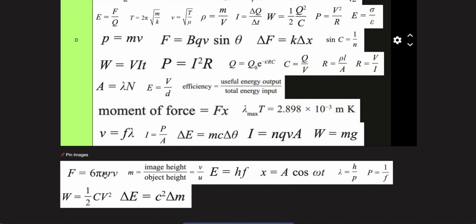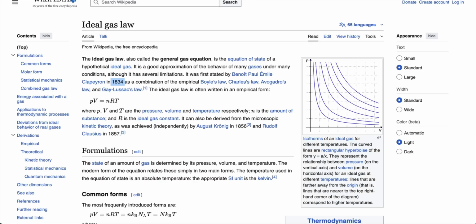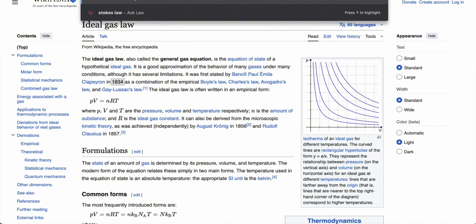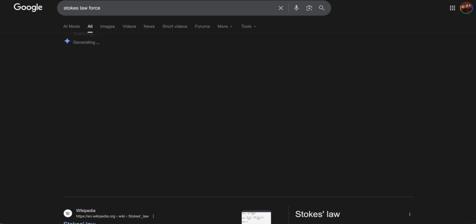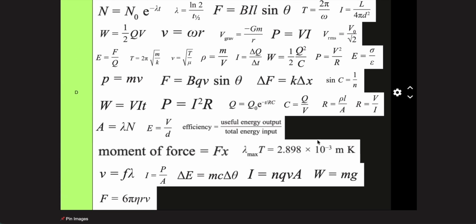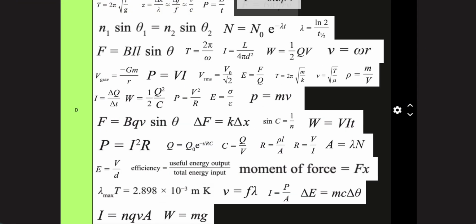Oh my God. This is, come on, Stokes' law, right? Yeah. This is the first equation I don't remember. Stokes' law, force, something like that. Yeah. Okay, I do remember it. Just because of that, it deserves tier B, I guess. Let's do tier B.